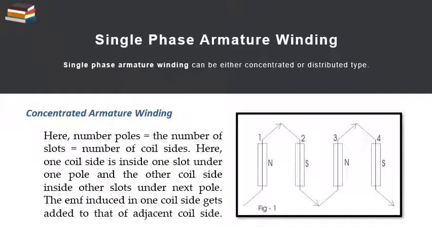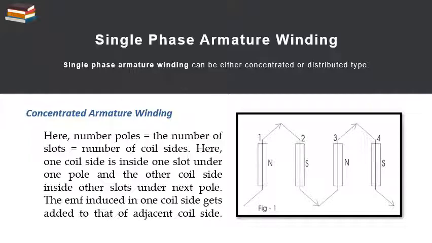Here the number of poles is equal to the number of slots is equal to the number of coil sides. Here one coil side is inside one slot under one pole and the other coil side is inside another slot under the next pole. The EMF induced in one coil side gets added to that of the adjacent coil side. So this is the diagram of concentrated armature winding.